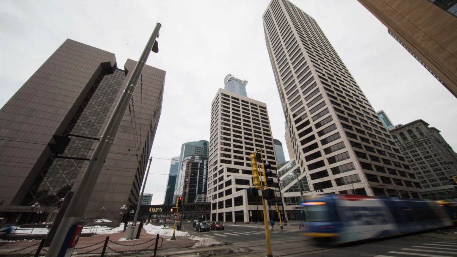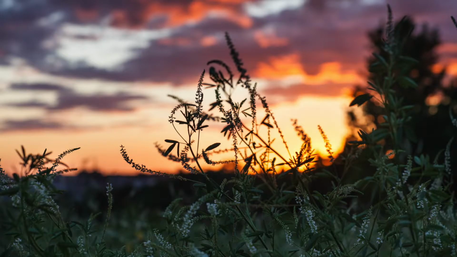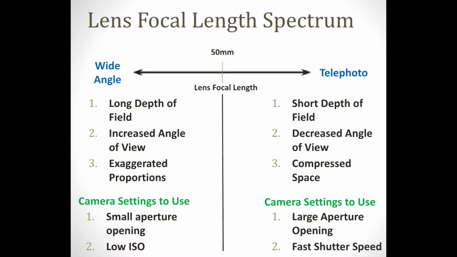In this video I'm going to talk about the differences between a wide-angle picture like this and a telephoto picture like this. When it comes down to it, as you change your focal length, you're going to have a variety of things that will be different between one or the other. For wide angle, you're going to notice there's a much longer depth of field, an increased angle of view, which means that you're going to see more of the scene. In addition to that, something called exaggerated proportions.